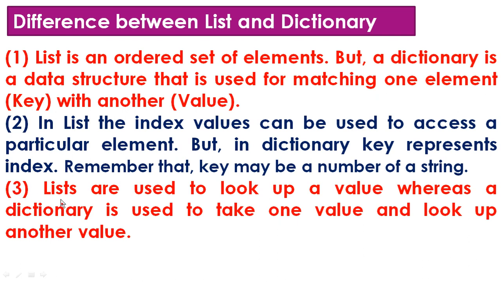And the third difference is that lists are used to look up a value. In a list we have only values, whereas a dictionary is used to take one value and look up another value. We use the register number, that is the one value, to look up the other value, that is 1221. These are the 3 differences between list and dictionary.